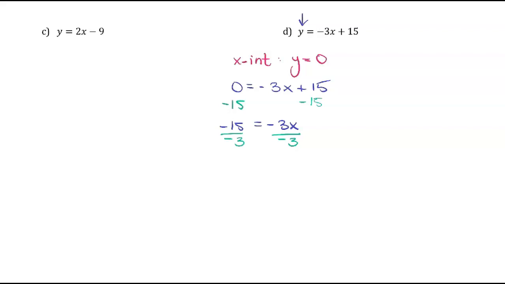-15 divided by -3 is 5. So we have x is equal to 5. This tells us that our x-intercept is the point 5, 0. X is 5 and y is 0.